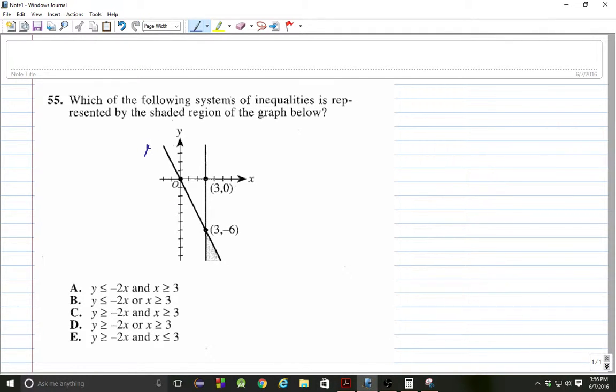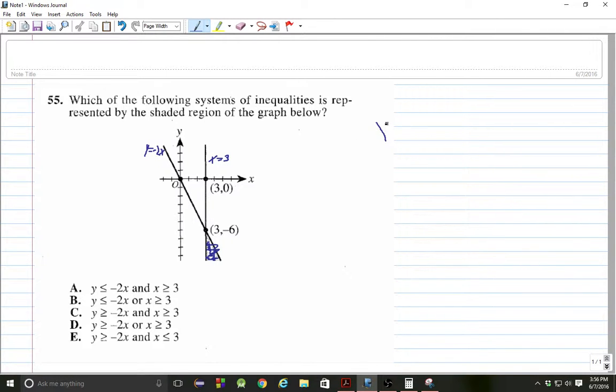y equals negative 2x, and we know that this is x equals 3. And this is the shaded region over here. If I could ever draw better, I'd be so happy. Okay, so that's the shaded region over there. As you can see that the shaded region is actually less than or equal to negative 2x, because this is a closed line, it's less than or equal to negative 2x.